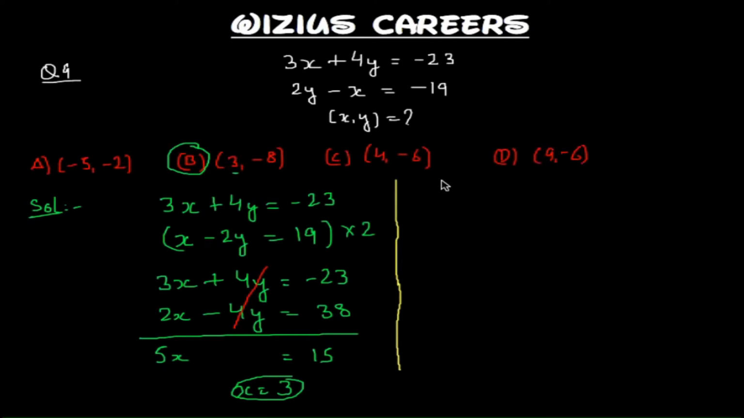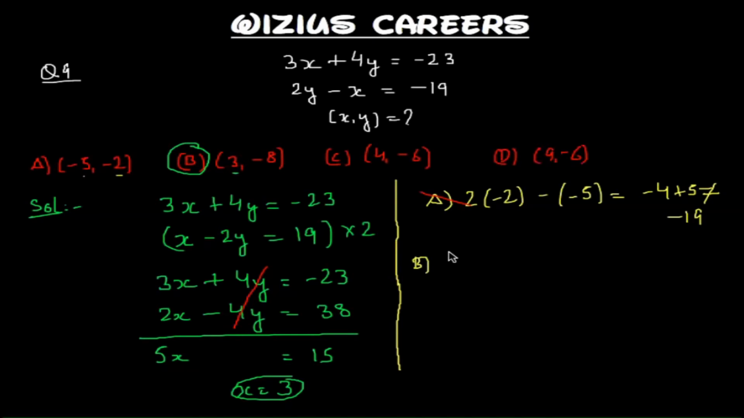What we can do is start with the answer choices, putting them in one of the equations and checking if that works. For example, I would put answer choice A in the second equation because that's easy. A says y is equal to negative 2 and x is equal to negative 5, so that becomes 2 times negative 2, minus negative 5. If we simplify this, it becomes negative 4 plus 5, and that is not equal to negative 19. So this is not the answer.